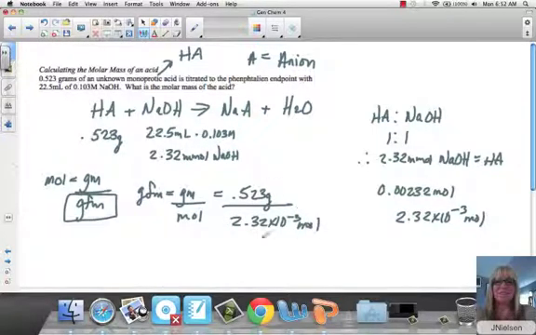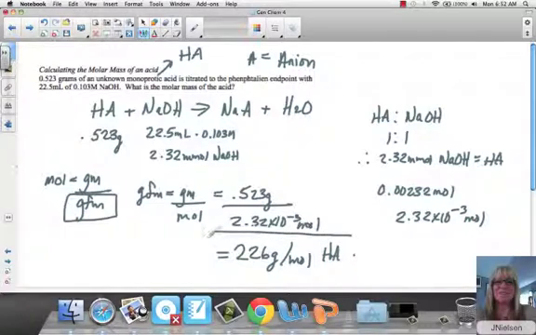Now I've got grams divided by moles, and I get 226 grams per mole, which is equal to, for my HA, there's my molar mass.